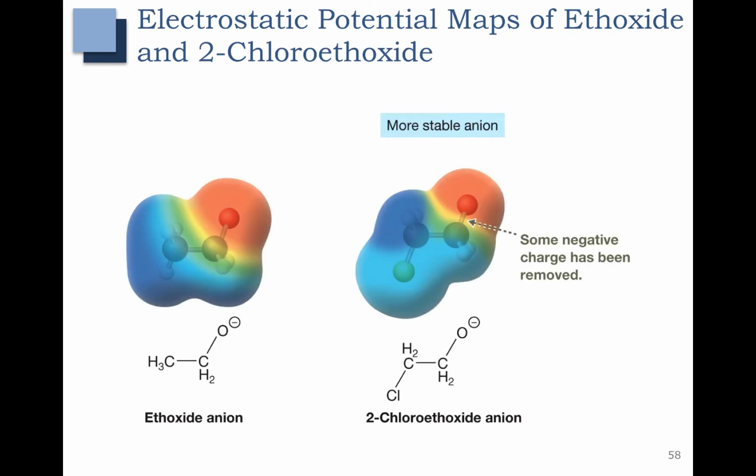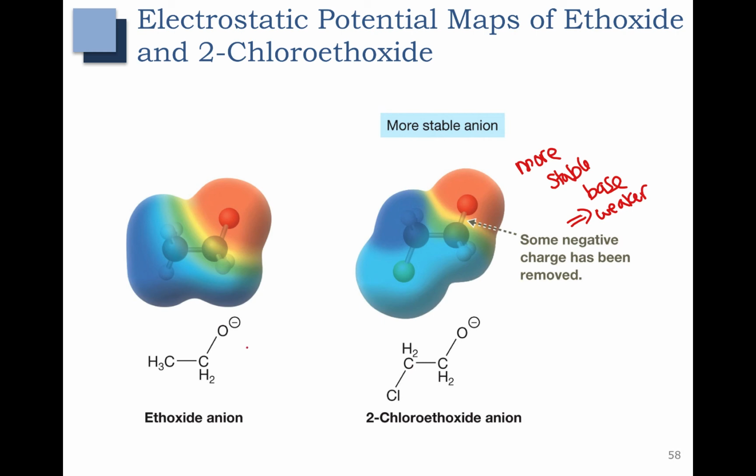This is another picture trying to show why an electronegative group can stabilize your negative charge. So as we look at these electrostatic potential maps, here's ethoxide, and you can see our negative charge over here in red on the oxygen. And now we see what happens when we add a chlorine. So this is the chlorine, and the chlorine is pulling away some of that negative charge. You can see that the red area has decreased significantly because it's stabilizing that base. So this is a more stable anion, or a more stable base, and that makes it a weaker base.